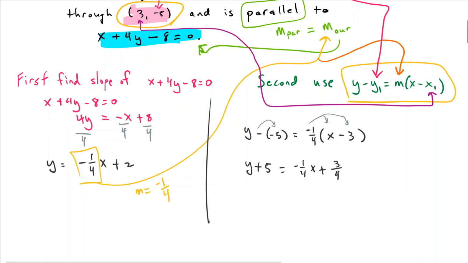We need to get y by itself, so let's subtract 5 from both sides. And we get y equals negative 1/4 x plus 3/4 minus 5. We can't combine 5 and 3/4 yet because we need a common denominator. So we need to multiply by 4/4, but let's make that a different color. Why? Just because I'm OCD, maybe.